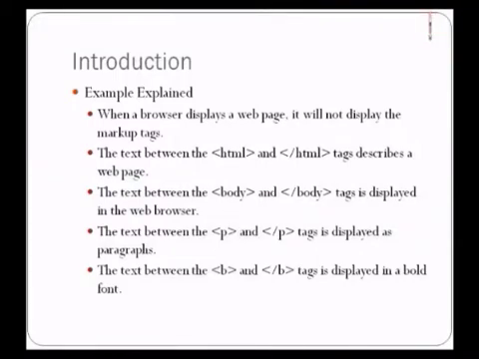Aside from B, which will make your text in a bolder form, of course, we have also the I, which will make your text in an italic form.